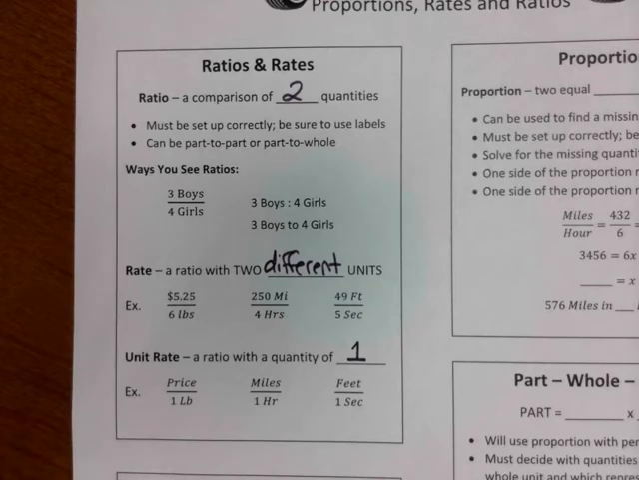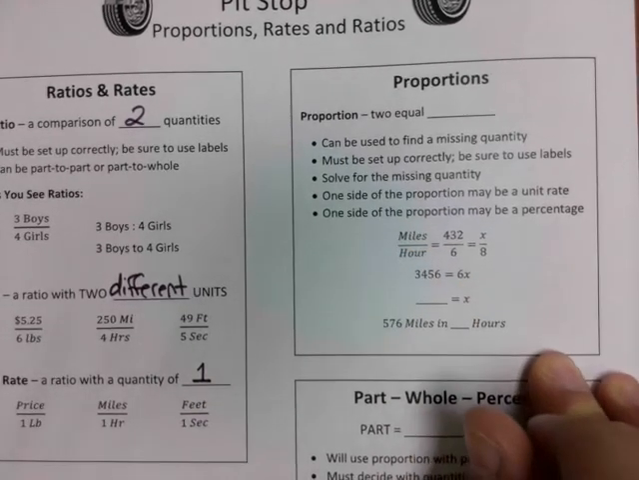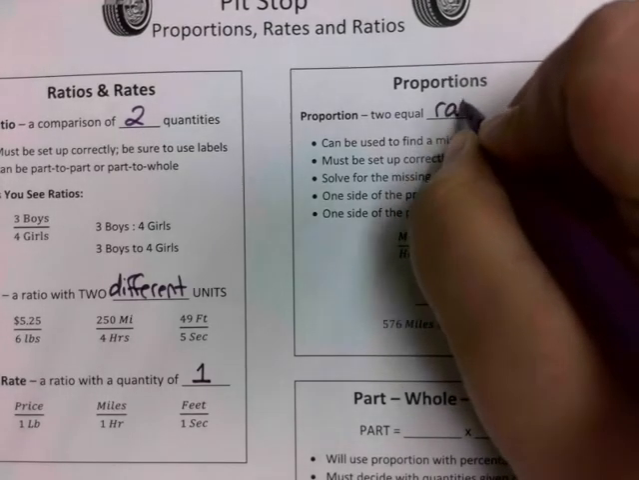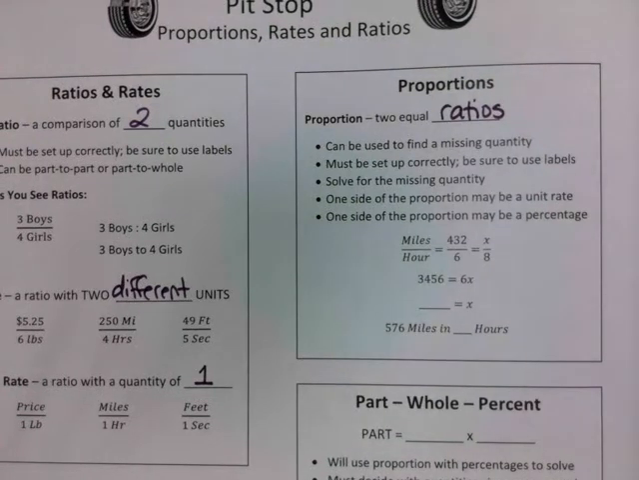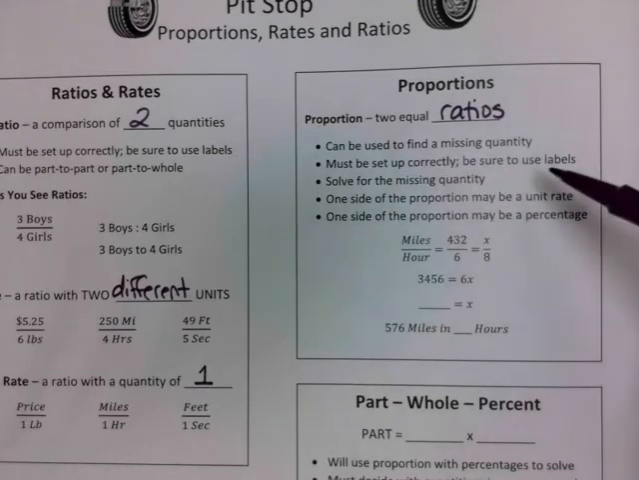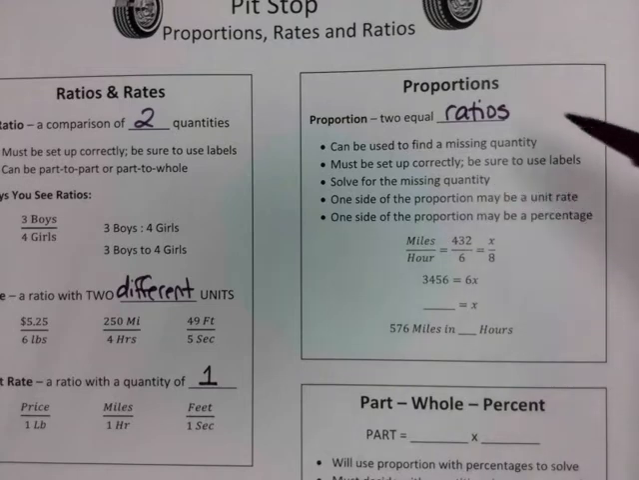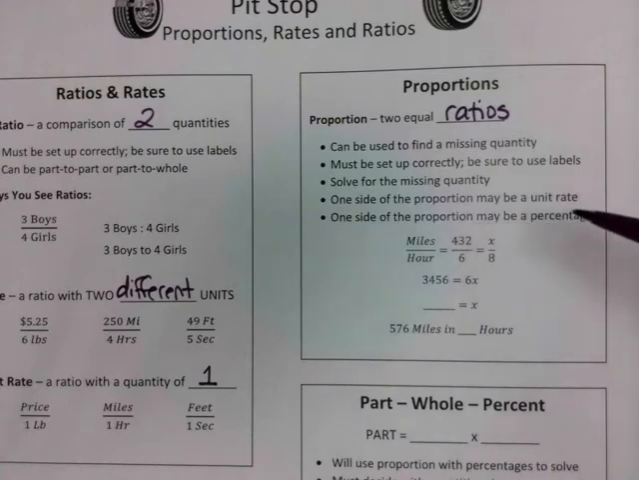All right, so we're going to go over this section too, proportions, because it goes along with our assignment. Proportions are 2 equal ratios, 2 ratios that are set equal to each other, 2 fractions, and it can be used to find a missing quantity. It must be set up correctly, so be sure to use labels. Solve for the missing quantity by cross multiplying and dividing. One side of the proportion may be a unit rate, so one fraction might have a denominator of 1, or one side of the proportion may even be a percent.